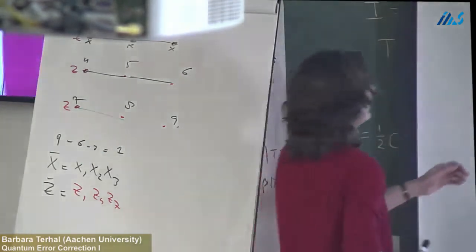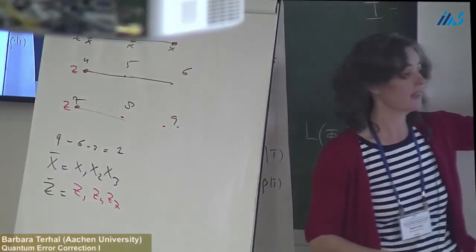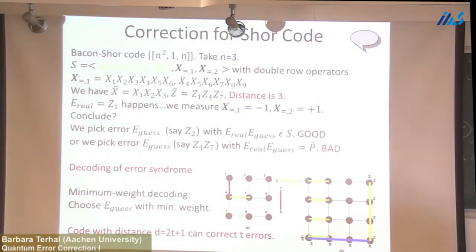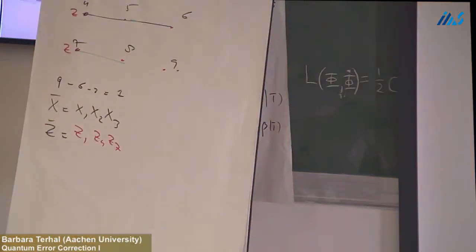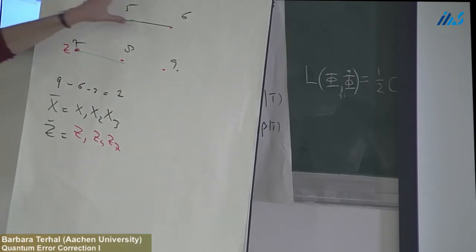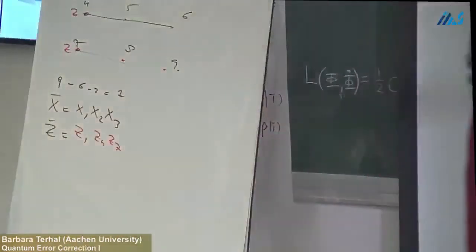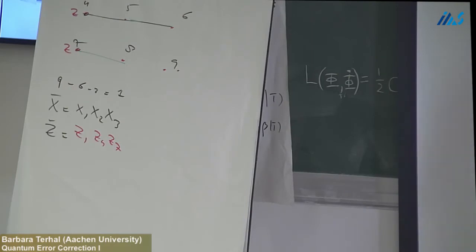So let's imagine I have an error Z1 happening here on this qubit. And I will measure the stabilizer checks. And remember, if they anti-commute with the error, then their eigenvalue will be -1. And otherwise, they will be +1. So the Z1, of course, only anti-commutes with the X stabilizers. And it anti-commutes with this double row operator. That's this one. And it commutes with that one, clearly.